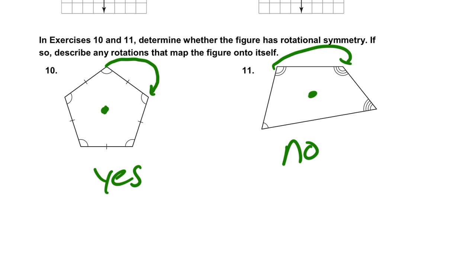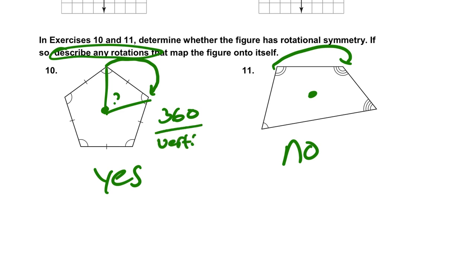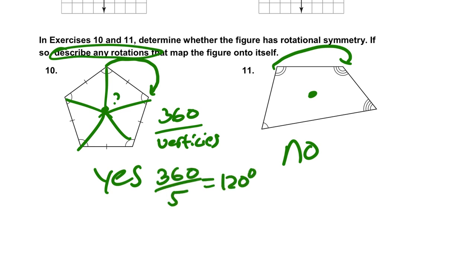Now, it asks for any rotations. What we do is you want to talk about how many degrees did we change? So what you do is you take 360, which is a whole rotation, and divide by the number of vertices. And it tells you that because I want to break 360 degrees up into five different angles. So 360 divided by 5 is 72, it has 72-degree rotational symmetry. So our answer is yes, and every 72 degrees it lands on itself.